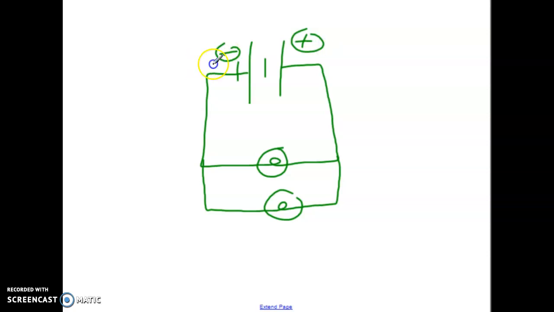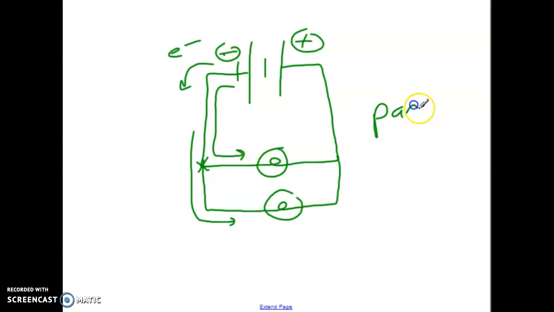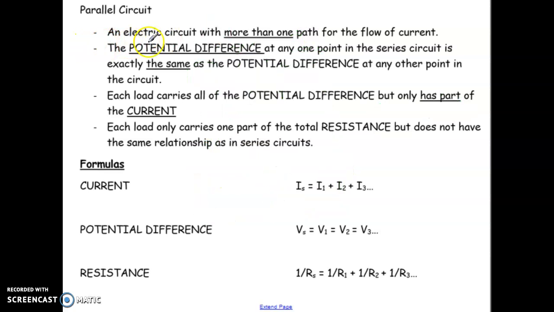I didn't make my negative side. Okay, so essentially the electrons are traveling, and as soon as there is a point where there is more than one pathway that an electron can go on, this is considered to be a parallel circuit. Remember, a series circuit is where there's only one pathway. So here we have more than one path for electrons to flow in.